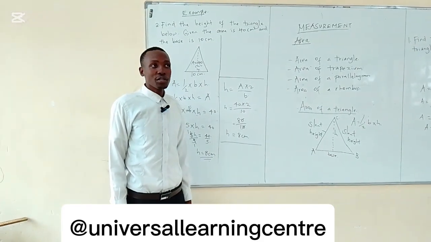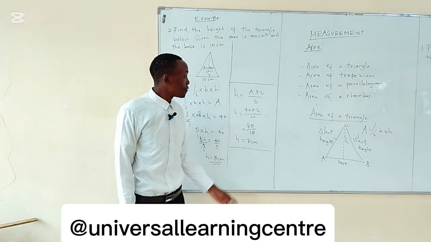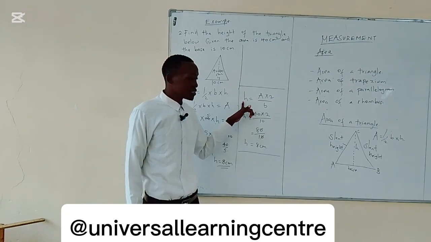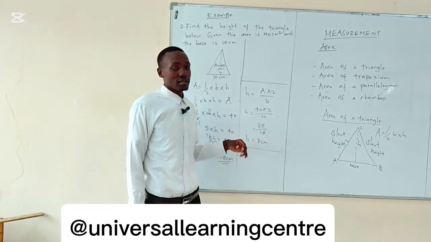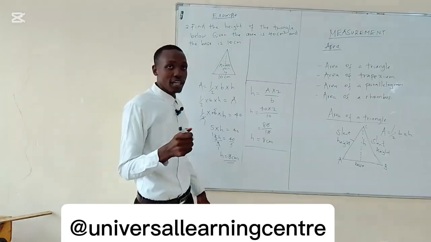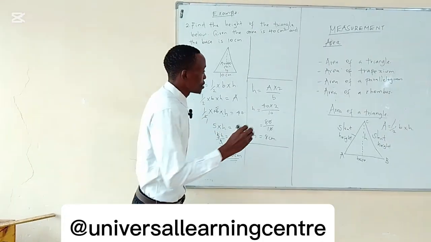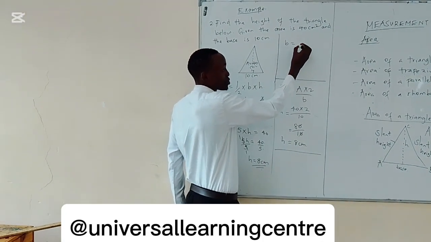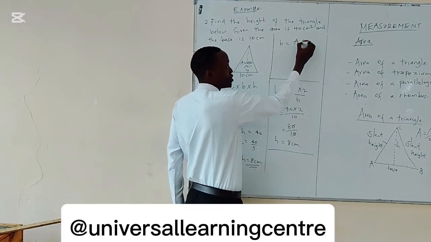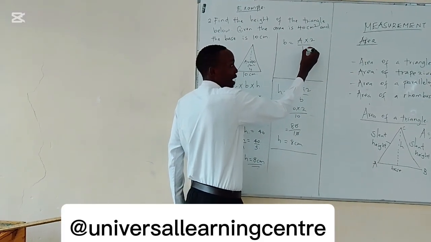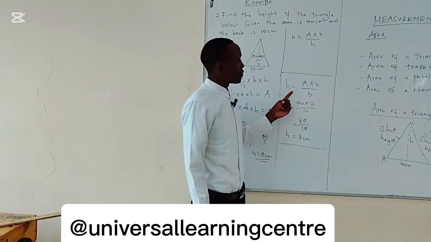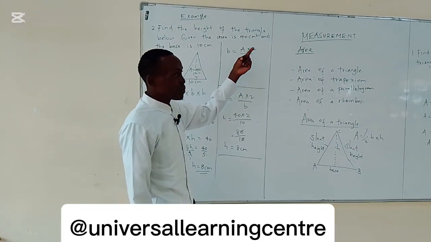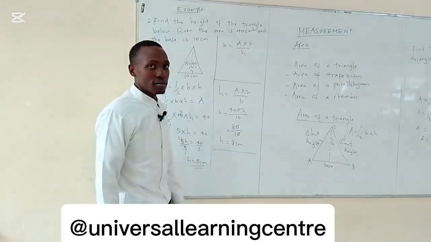Also, some questions will ask you to find the base, given that you have the area and also the height. So in this case, you can be given the height and the area to look for base. Okay, so if you want to find it, you have another formula where you can get it. So when you want to work out the base, you take base equals area, multiply by 2, then divide by height. You just substitute the formula for when working out the height. So take base equals area, multiply by 2, divide by height.